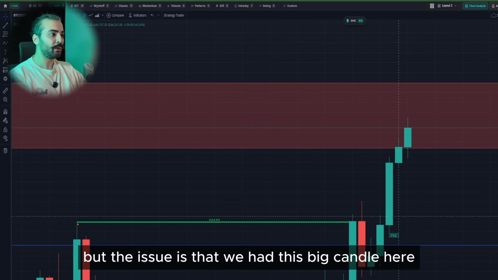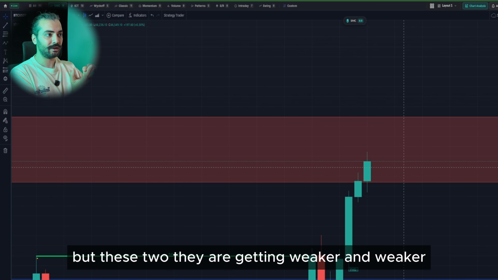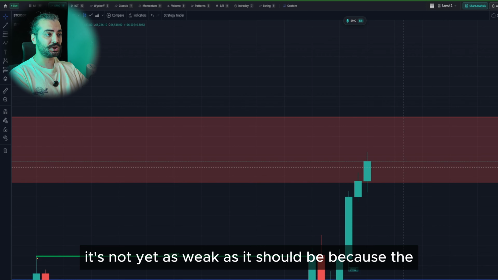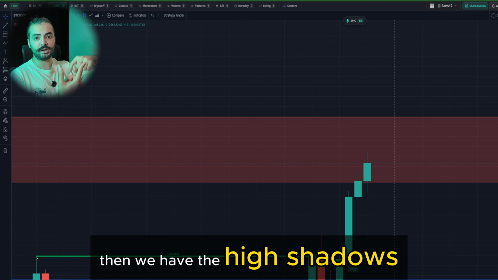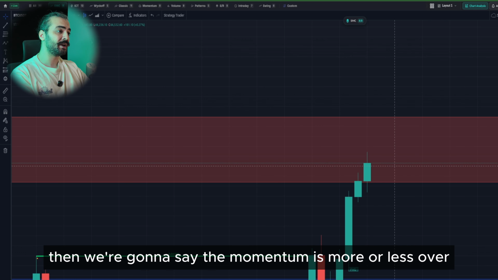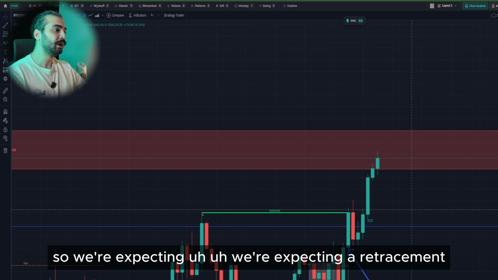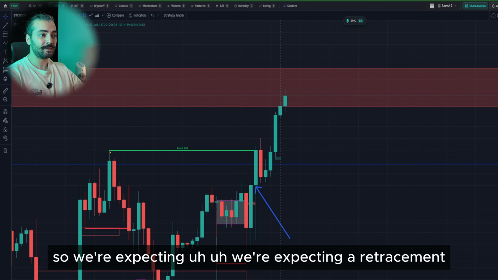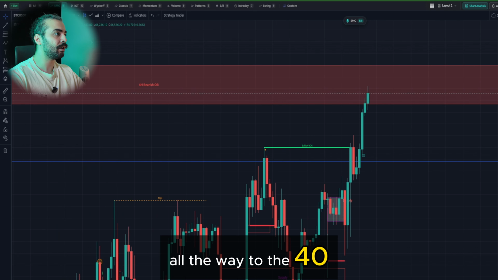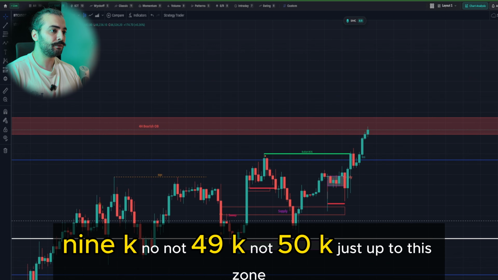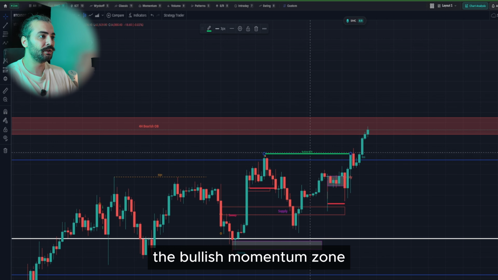But the issue is that we had this big candle here, but these two are getting weaker and weaker. It's not yet as weak as it should be, because when we have the high wicks, the high shadows, then we're going to say the momentum is more or less over. So we're expecting a retracement, a pullback, and it doesn't mean that it's going to crash all the way to the 49K. No, not 49K, not 50K, just up to this zone, the bullish momentum zone.